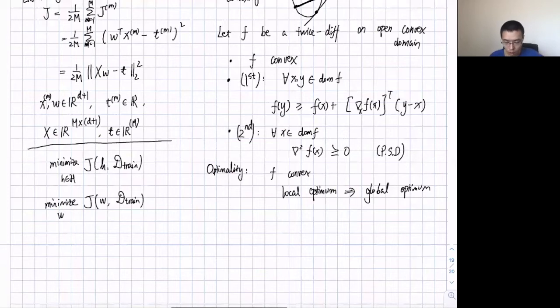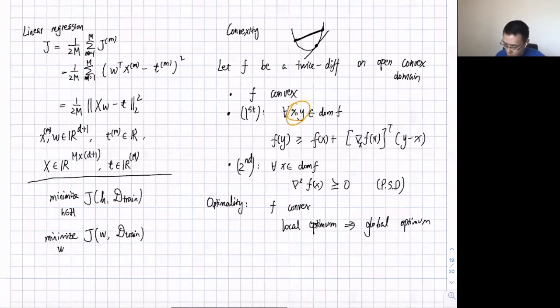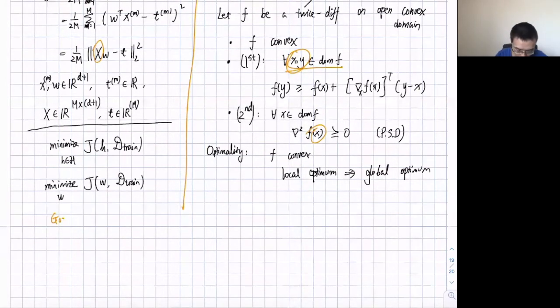Okay. So now, just be a little bit more careful. The X and Y here are different from there, okay? For the linear regression model, we use X to represent the data features. But when we talk about convexity, they are just generic vectors in my domain of F, okay? So what we are going to show is that J is convex in W, which is a vector. We're not going to show J is convex in X. The X on the left is different from the X on the right, okay?